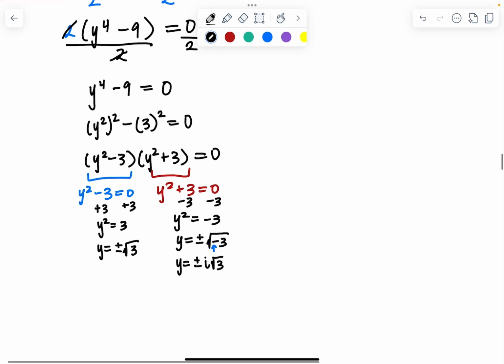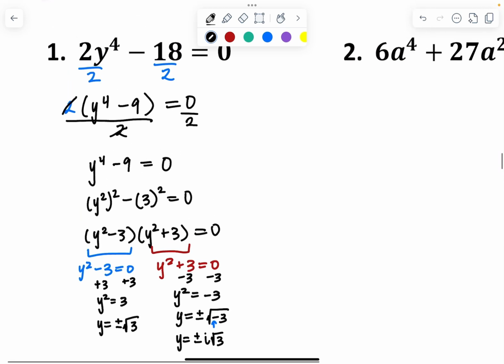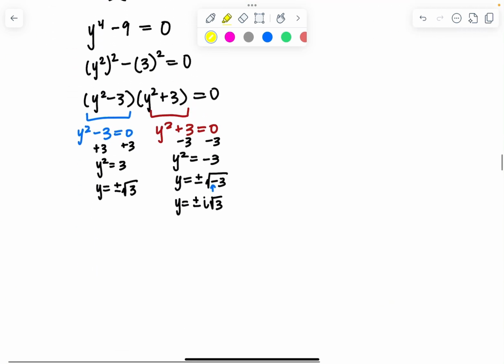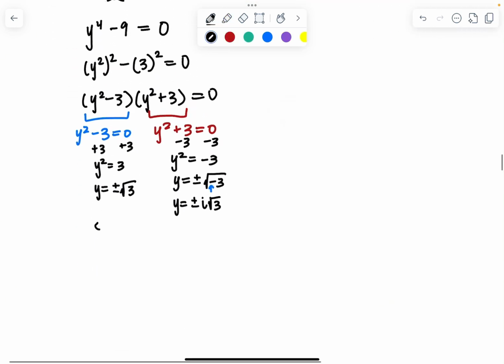And so we are dealing with a degree 4 polynomial here. And so anytime you're dealing with a degree 4 polynomial, you should end up with 4 solutions. And so our 4 solutions are positive and negative square root of 3, that's 2. And then positive, negative i square root of 3, that's 2 more solutions. So those are our 4 solutions, and that would be our final answer.